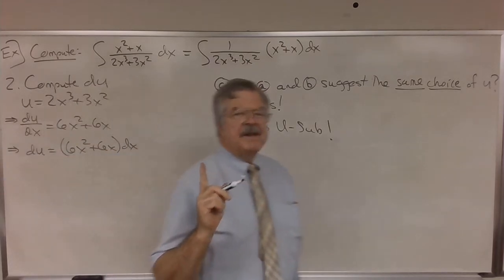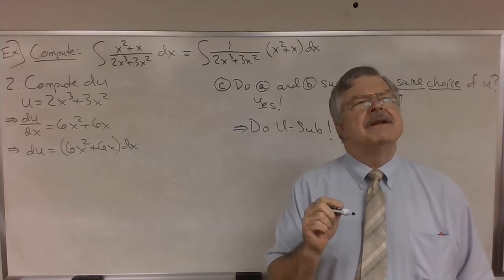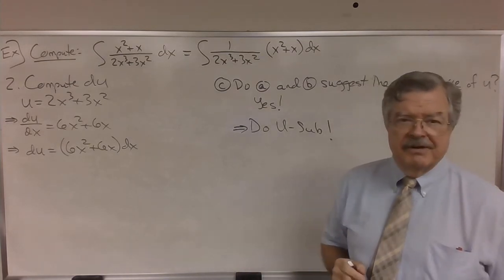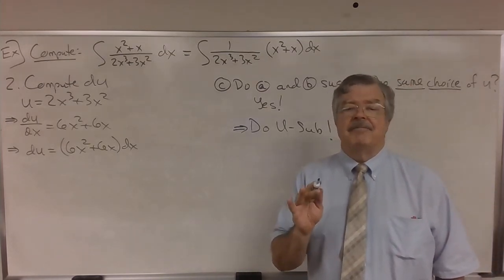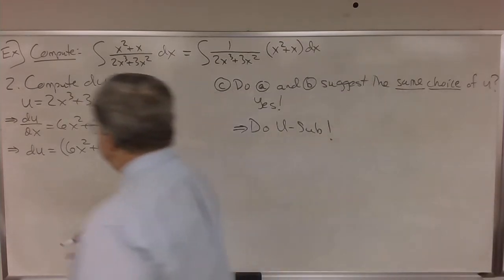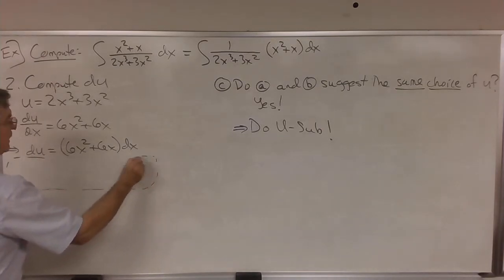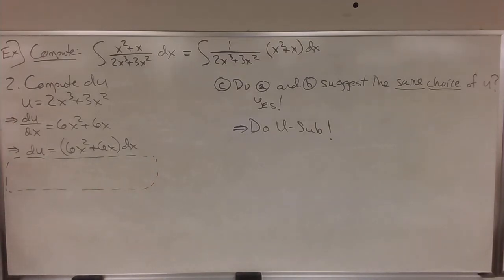Now, we didn't have an exact function derivative pair. We had an approximate function derivative pair. We were off by a constant factor. And because of that, I'm going to put an extra line down here. I'm going to leave it blank. Later on, I'm going to need this.